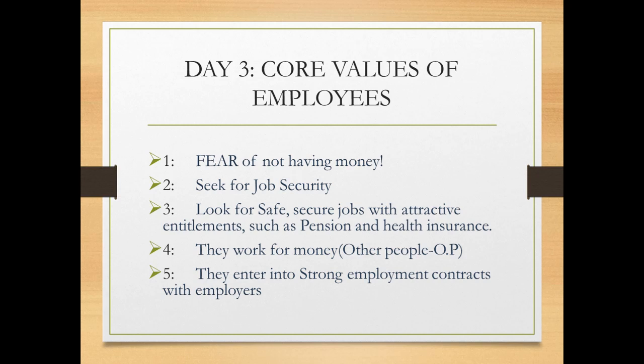5. Once they have the job, they climb along a corporate ladder. They talk about salary increase, promotion and career growth. 6. They work for money. Hence, in this lesson we term them as other people or P. 7. They enter into strong and binding employment contracts with employers that assure them of job security. This is the end of core values of employees.